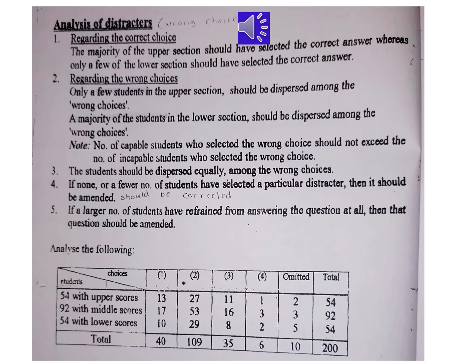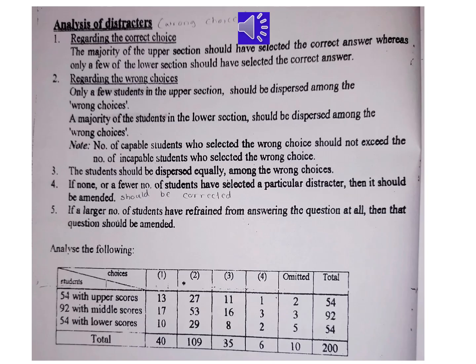Now look at the table given below, the same example, right? Now take the correct choice. What's the correct choice? Number 2, right? The majority of the upper section, the majority of upper section means the clever students, should have selected the correct answer, whereas only a few of the lower section, means weaker students, should have selected the correct answer.